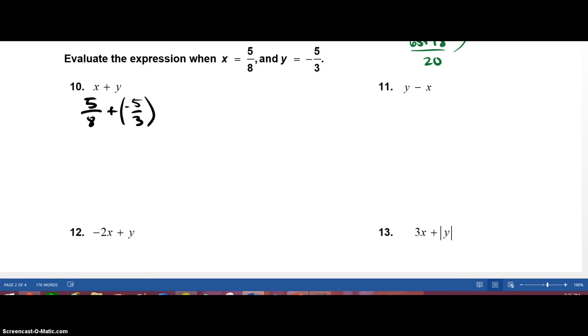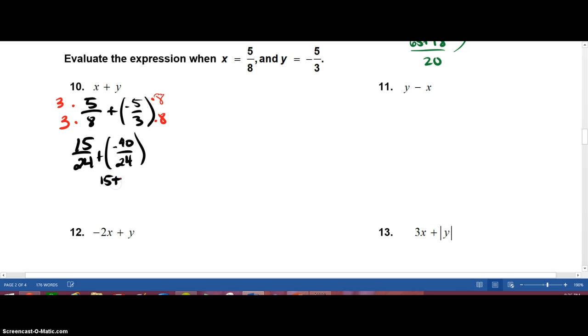Now when we are adding fractions, again, like we always do, we need to get a common denominator. So the common denominator here ends up being 24. I'm going to multiply my first fraction, the numerator by 3, denominator by 3. For my second fraction, I'm going to multiply my numerator by 8 and my denominator by 8 as well. So my new fraction will read 15/24 plus my negative 40 over 24. So now we have our common denominators, so we can combine our numerators. We would have 15 plus negative 40 over 24.